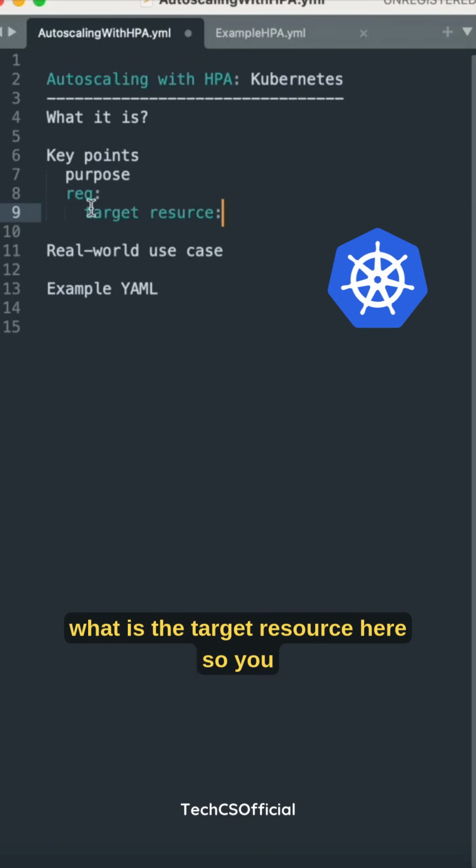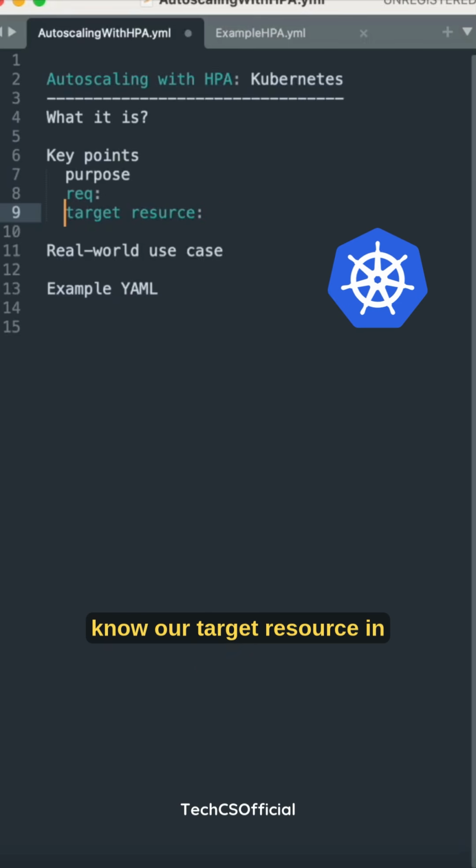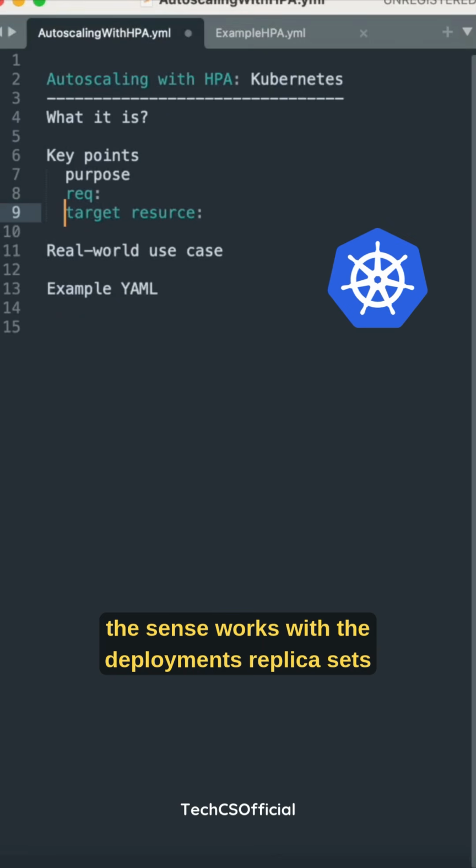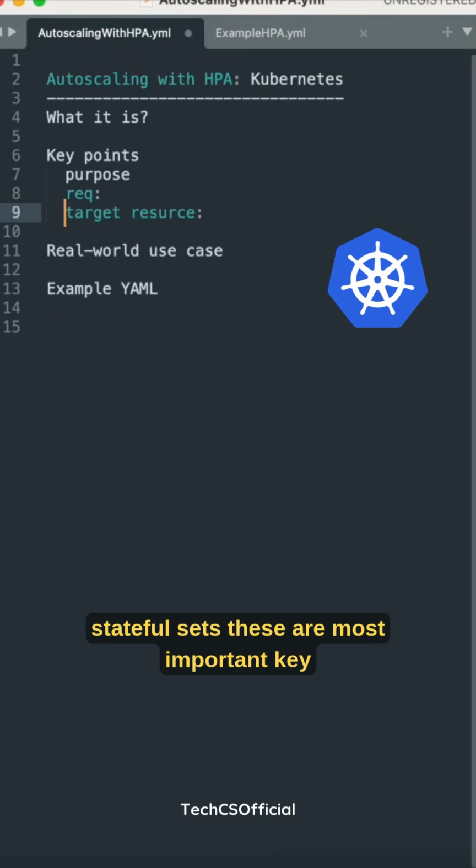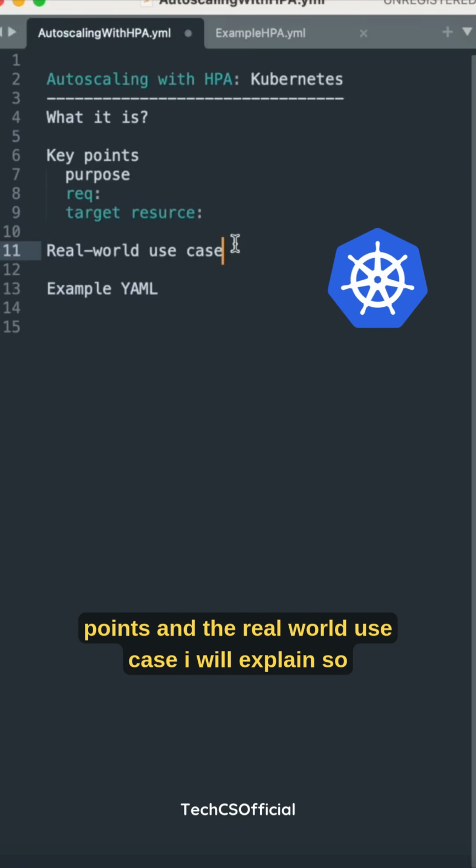What is the target resource here? Our target resource works with deployments, replica sets, and stateful sets. These are the most important key points. And I will explain a real world use case.